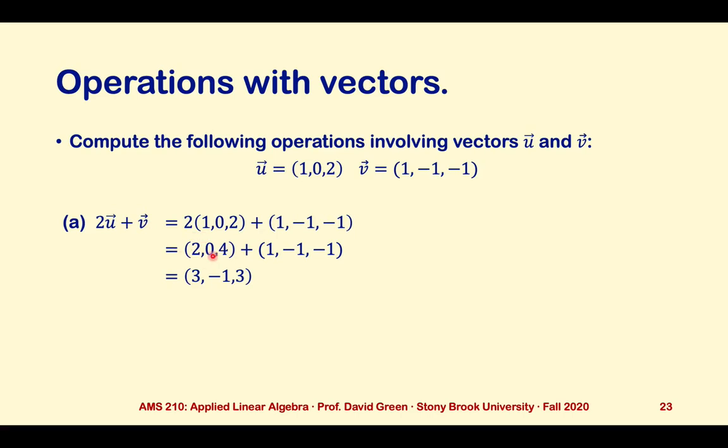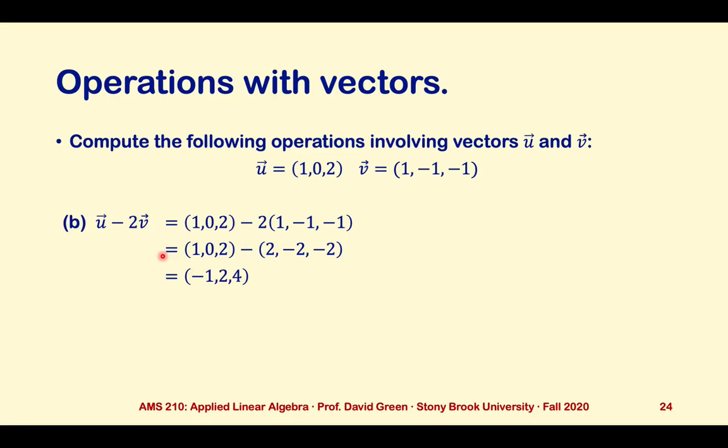We then want to add that product 2u to v. And we do this with element by element addition. That is, we add together the corresponding elements of the two vectors. 2 plus 1 is 3. 0 plus -1 is -1, and 4 plus -1 is 3 for our final answer. The precedence that we take multiplication before we do addition follows the same rules as with scalar arithmetic.